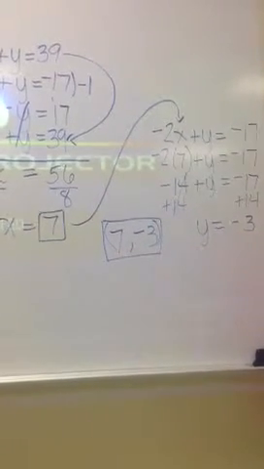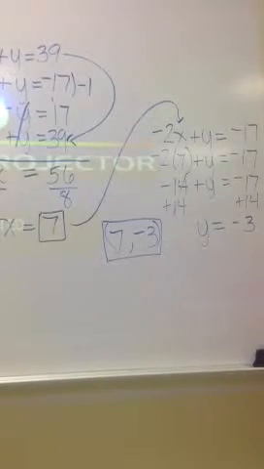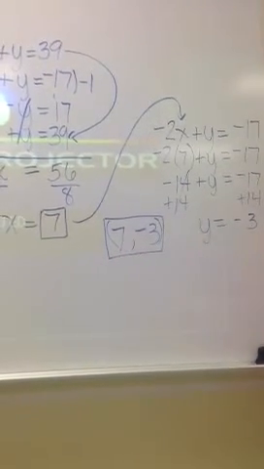If we graphed the two equations, the point where they would intersect would be the point 7 and negative 3.